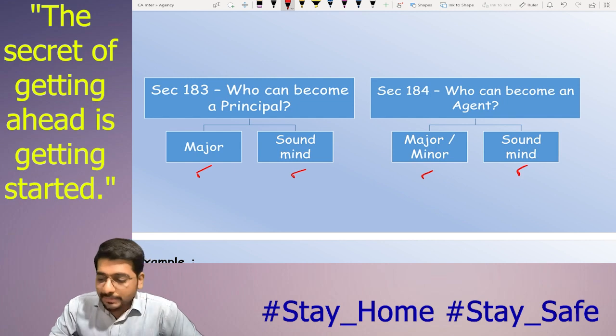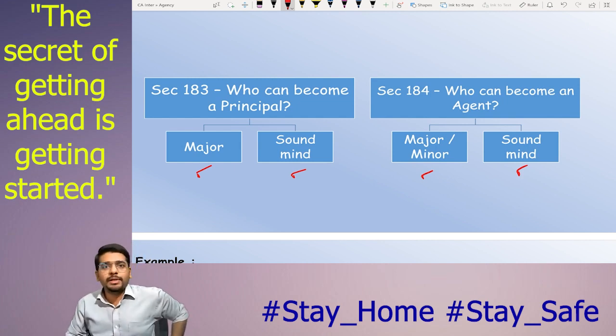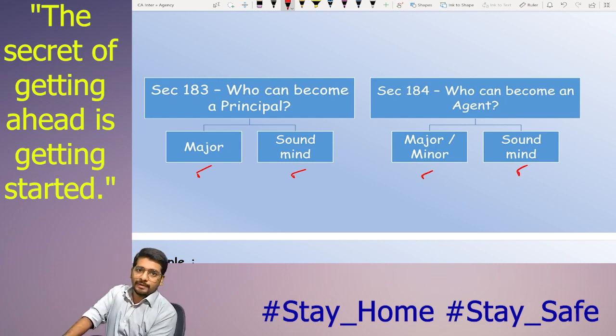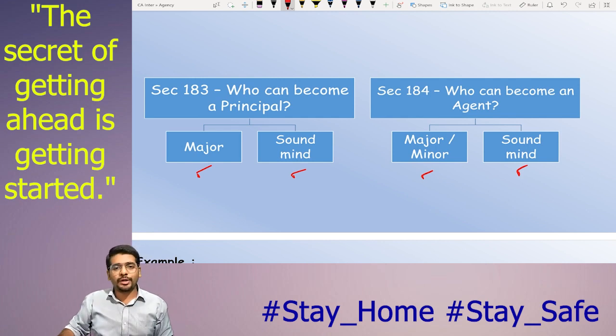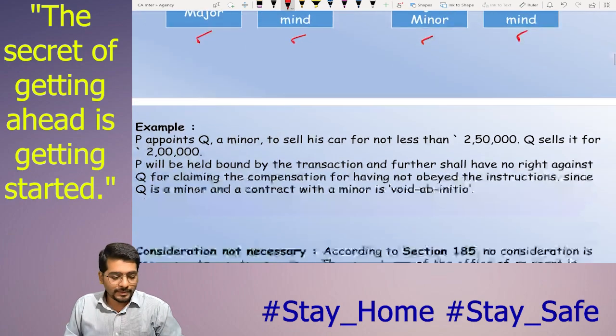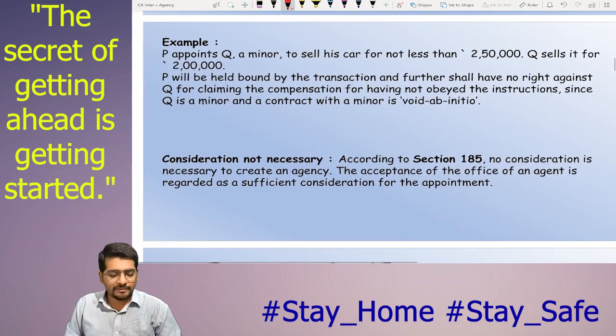But if the principal himself makes a mistake, where will you go? Will you make the agent liable for the principal? Not a chance. You cannot do that. That is not possible. You cannot make the agent liable for the faults or the mistakes of the principal. Am I right? Right? Okay. Let's have an example.